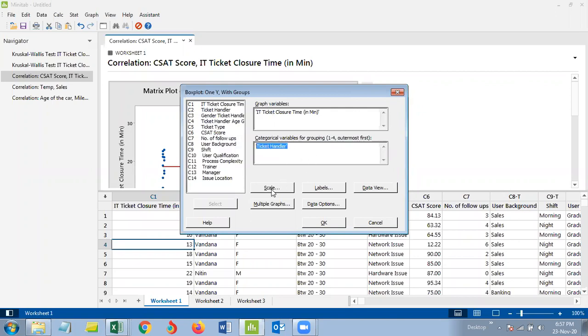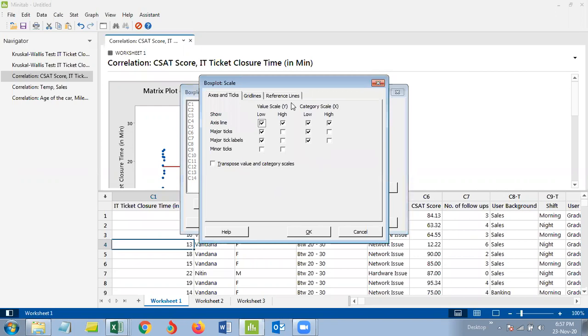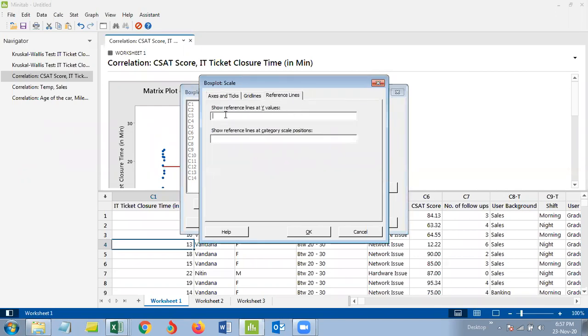Go down to your Scale. When you click on Scale, you get your reference lines. Here is where you put down your target, the management target, whatever your management wants. Probably management has given us a target of 20 minutes. You cannot cross 20 minutes. If you cross 20 minutes, it is called a defect. It's bad, so you shouldn't cross the 20 minute timeline.